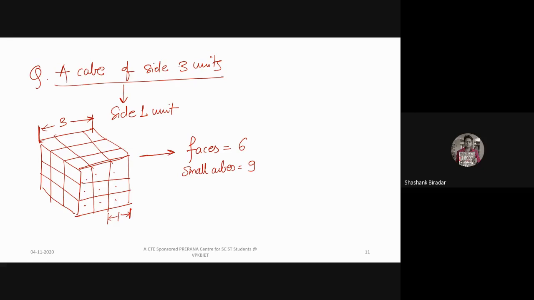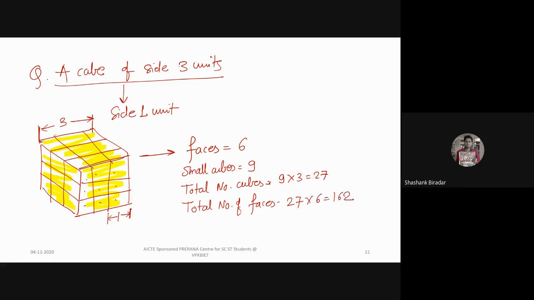So I'll just highlight this one. This upper portion is visible, this portion is visible, and this portion is visible. So what we have to do now is count the visible cubes: 9 multiplied by 10. Now what we have to calculate is the total number of faces. How many faces are there? 6 faces. Right? So 27 multiplied by 6. It is 162.